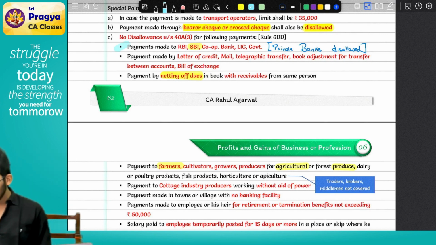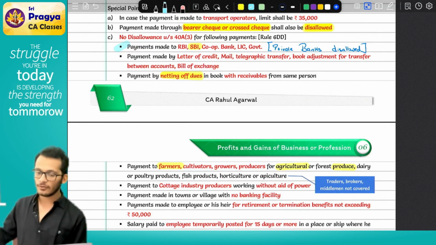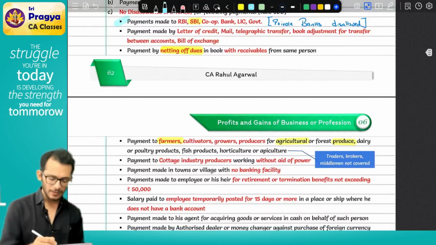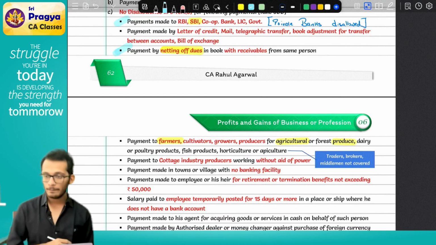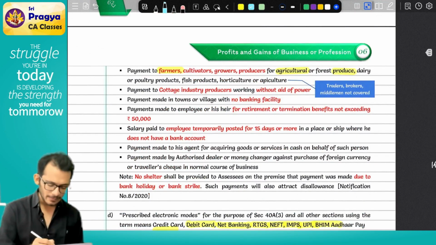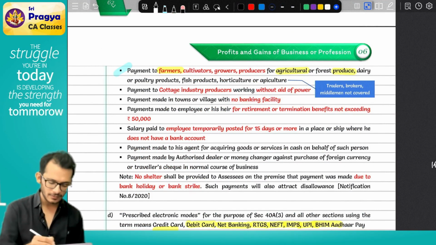What is item number 1? Payment made to banks. I told you, when you make a payment to banks, be careful about the private banks. Next, payment made by netting off. These two items are important. Then payment made to farmers. This is the most important one. This comes very often.